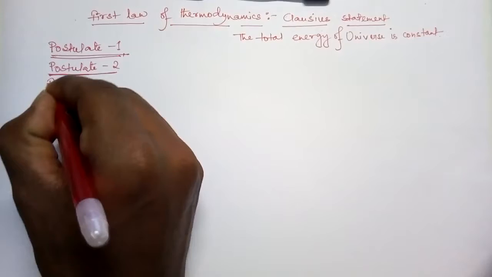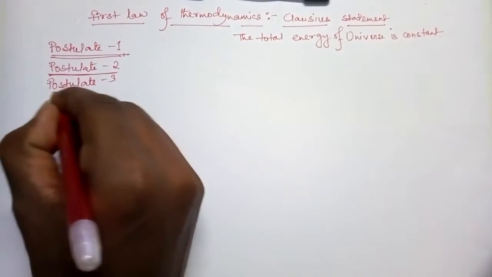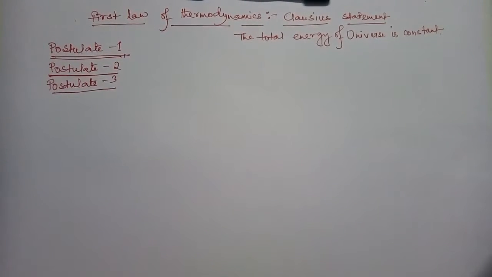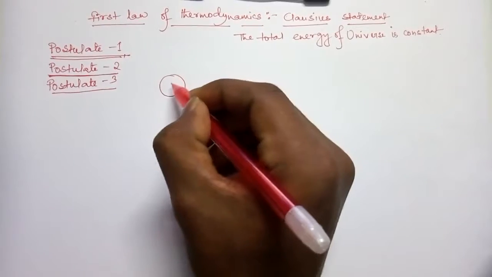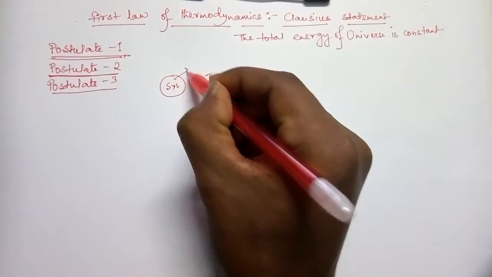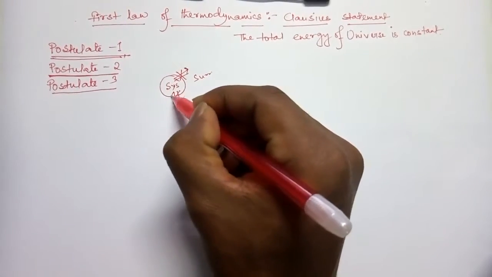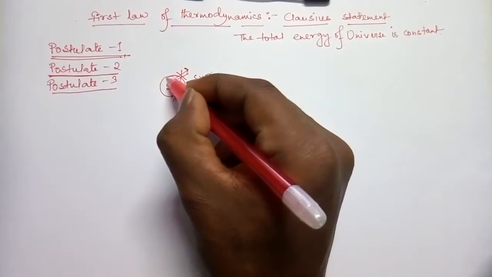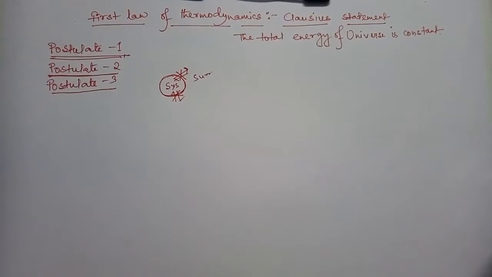Postulate 3. The energy of an isolated system will be constant. That means for an isolated system, there is no mass transfer possible and no energy transfer possible with the surroundings. So the total energy of the isolated system will be constant.